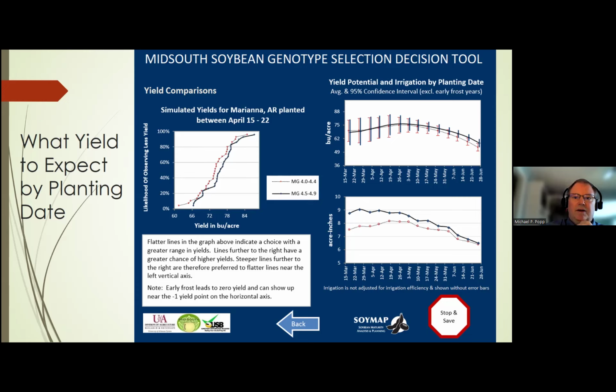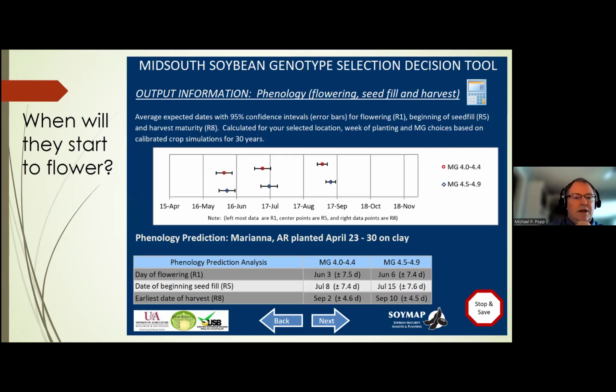And then another reason why I put this slide deck up is that the tool also gives you expected flowering days, or day of first flower, or R1 stage. And for that particular planting date, you see when those soybeans are going to flower.